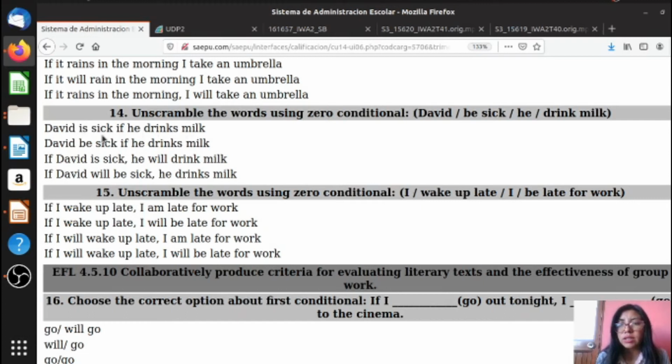Okay, that is the correct answer. Remember, if you use if at the middle, you don't need to use a comma. You have to use the present simple in both parts. Okay, in this case we have the verb to be in base form.